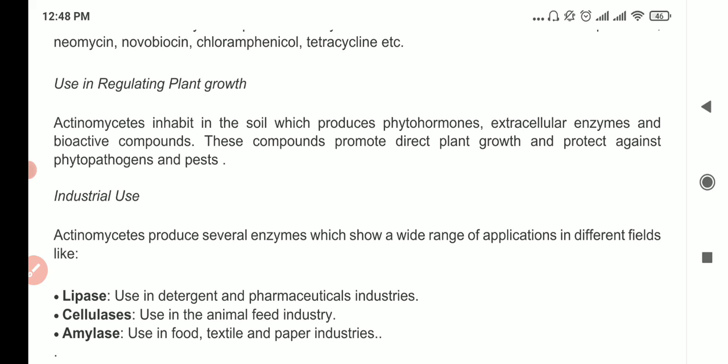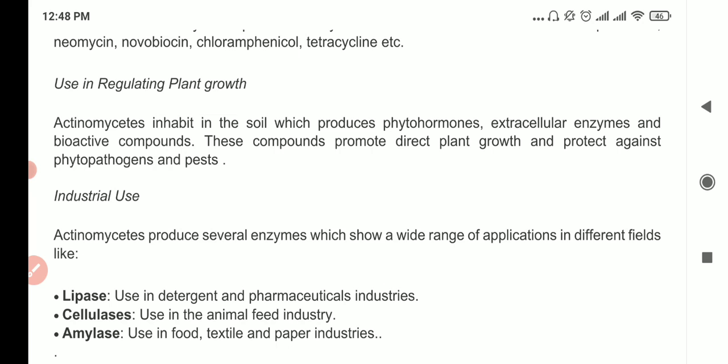Because they like to live in a place where there are a lot of plant hormones and enzymes. So once you know that this place has lots of actinobacteria, it will be good for plant growing.